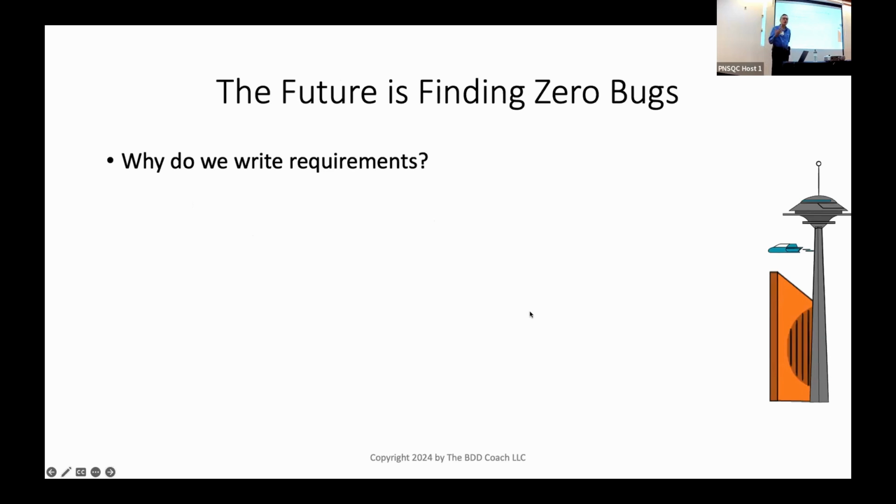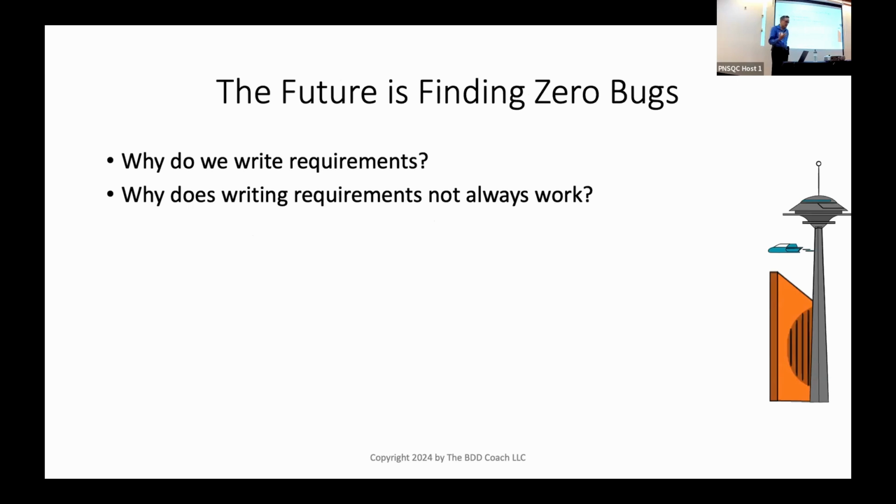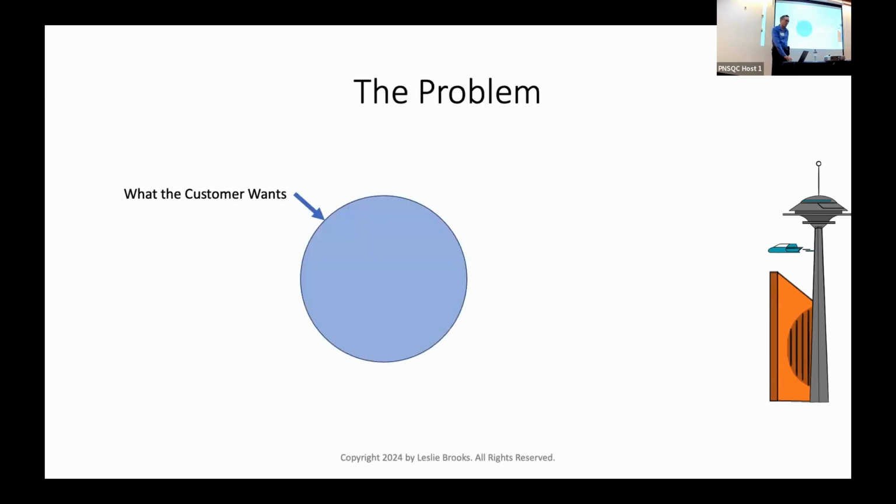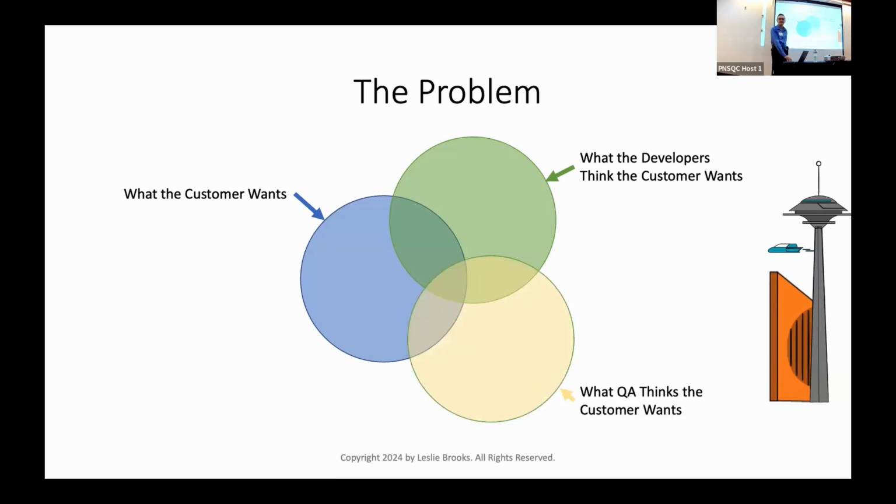So why do we write requirements? Let's talk about methodology and how we do things today. We write requirements so that the developers will understand what the customer wants, but this doesn't always work. The product owner writes the requirements and says, this is what the customer wants. And the developers read those requirements and say, okay, I understand. This is what the customer wants. That's what I need to develop. I see some heads nodding. And QA reads that and says, okay, I understand. This is what the customer wants. This is what I'm supposed to test. And now we have bugs.